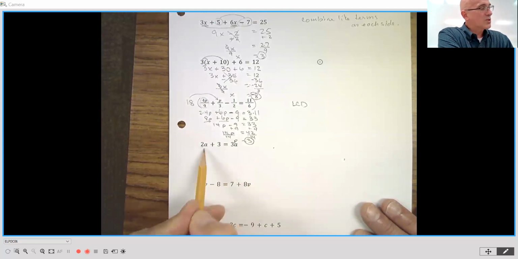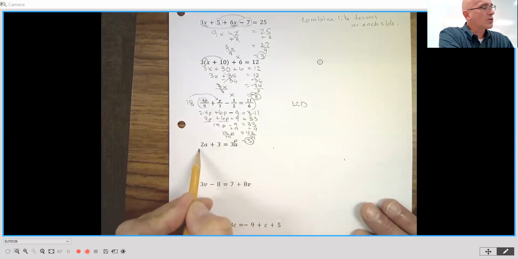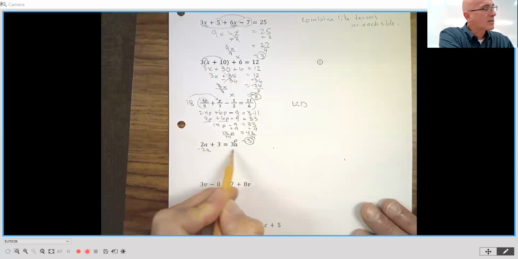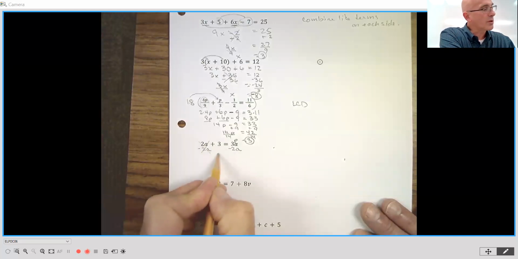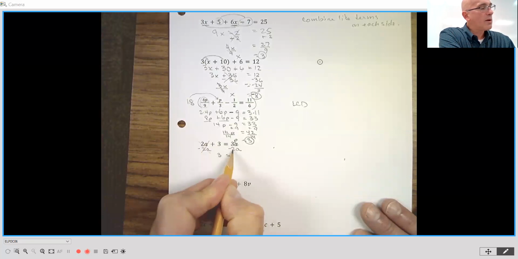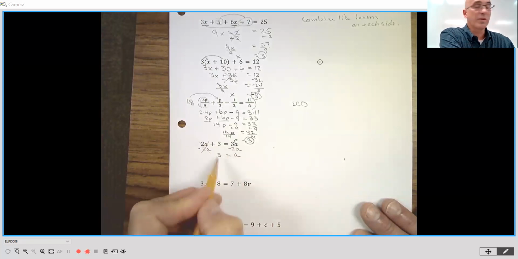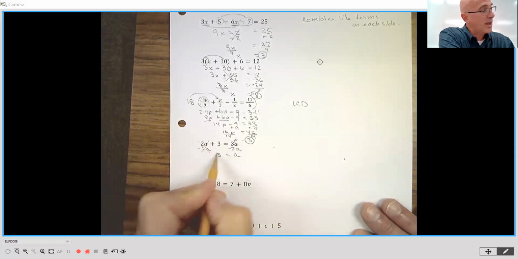Okay, so I have an A on this side and an A on this side. I am going to move all my A's over to the right. So I am going to subtract 2A from both sides. This side just drops off. So I'm left with 3. 3A minus 2A is just 1A. So that was actually pretty simple. A equals 3.